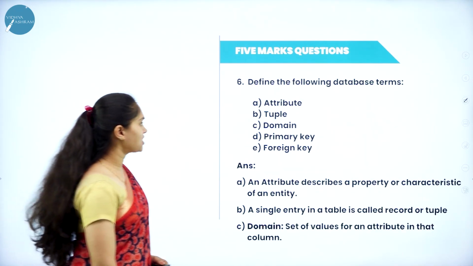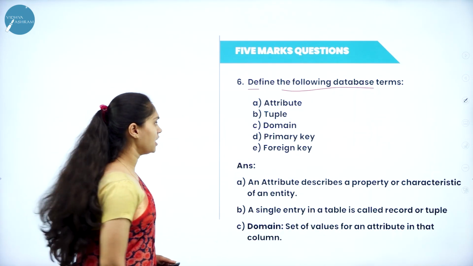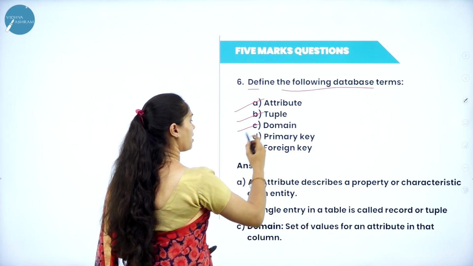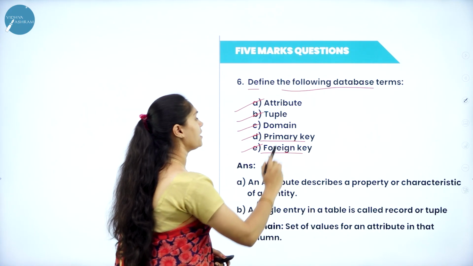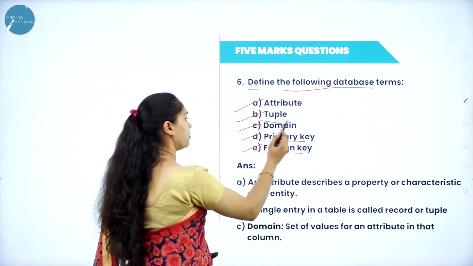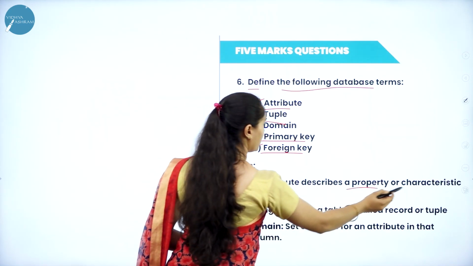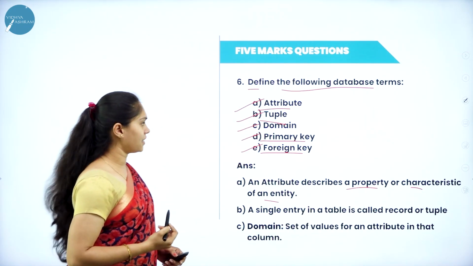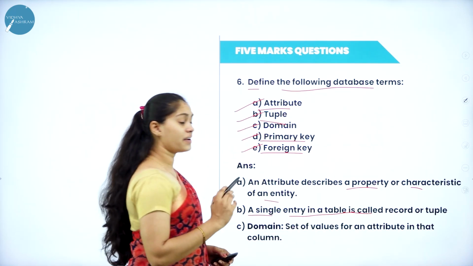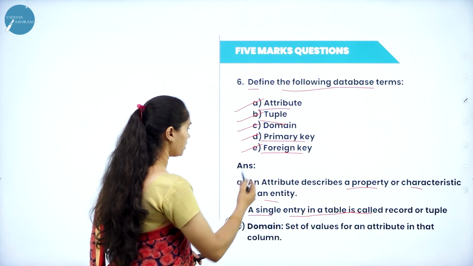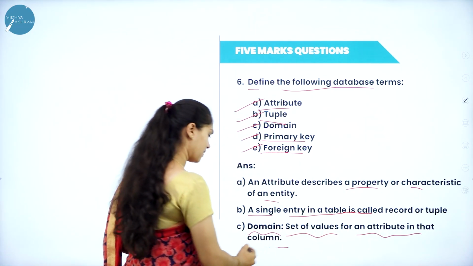Let me move on to the next question: define the following database terms. That includes attribute, tuple, domain, primary key, foreign key. Already we got to know about the primary key, foreign key and tuple, and also about the attribute. An attribute describes the property or characteristics of an entity. Then what do you mean by tuple? A single entry in a table is called a record or tuple. And also we know about the domain: the set of values for an attribute in that column.